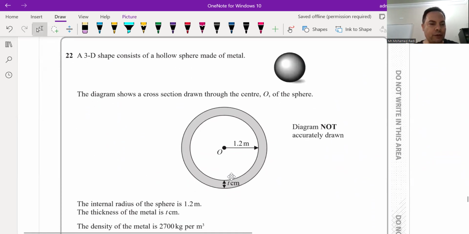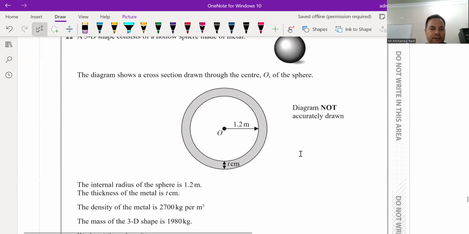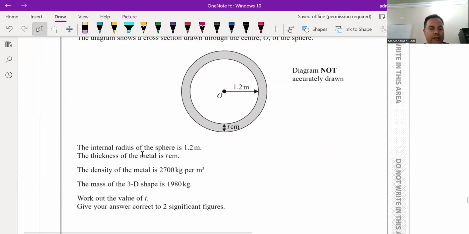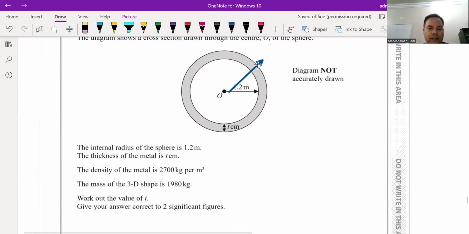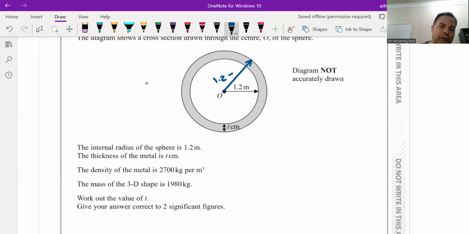Question number 22. A 3D shape consists of a whole sphere made of metal. The diagram shows a cross-section drawn through the center O of the sphere. The internal radius of the sphere is 1.2 and the thickness of the metal is T. So the radius of the outer sphere will be 1.2 plus T.